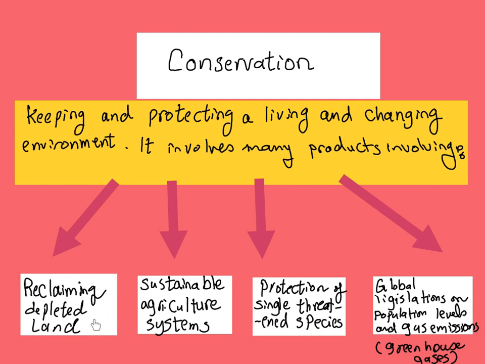reclaiming depleted land. So the land which is depleted, we try to make it a rich area again, more fertilized, to be cultivated or to grow trees again, sustainable agricultural systems, protection of single threatened species, and global legislation on population level and the emission of what we call greenhouse gases. So the world is working to reduce the emission of greenhouse gases into the atmosphere.